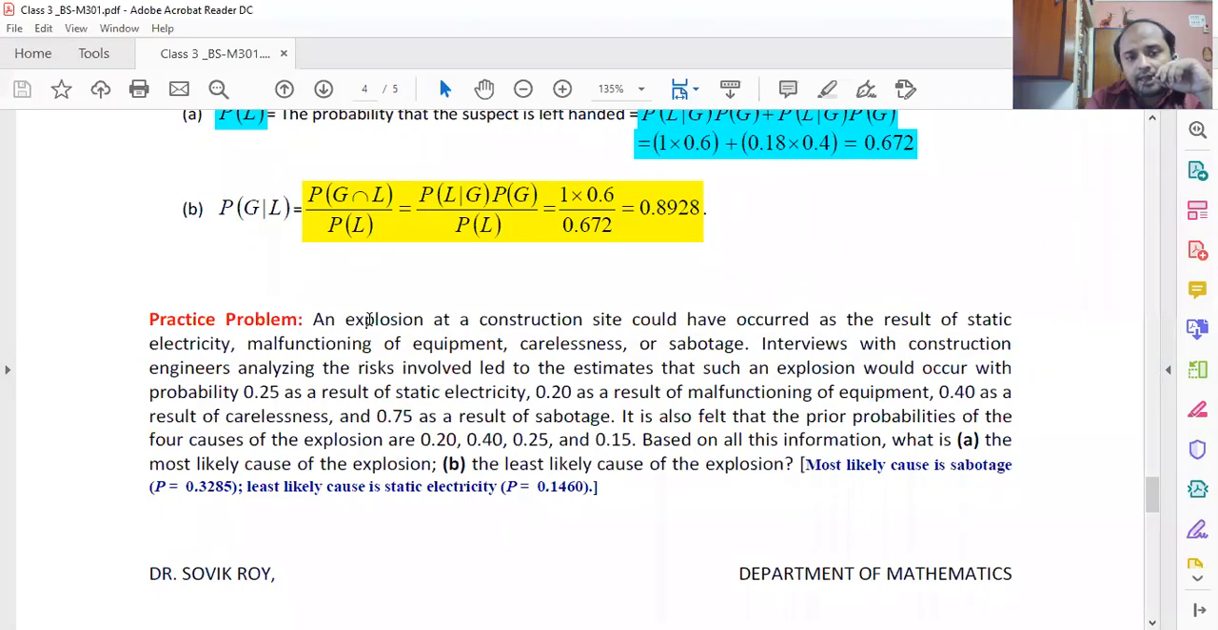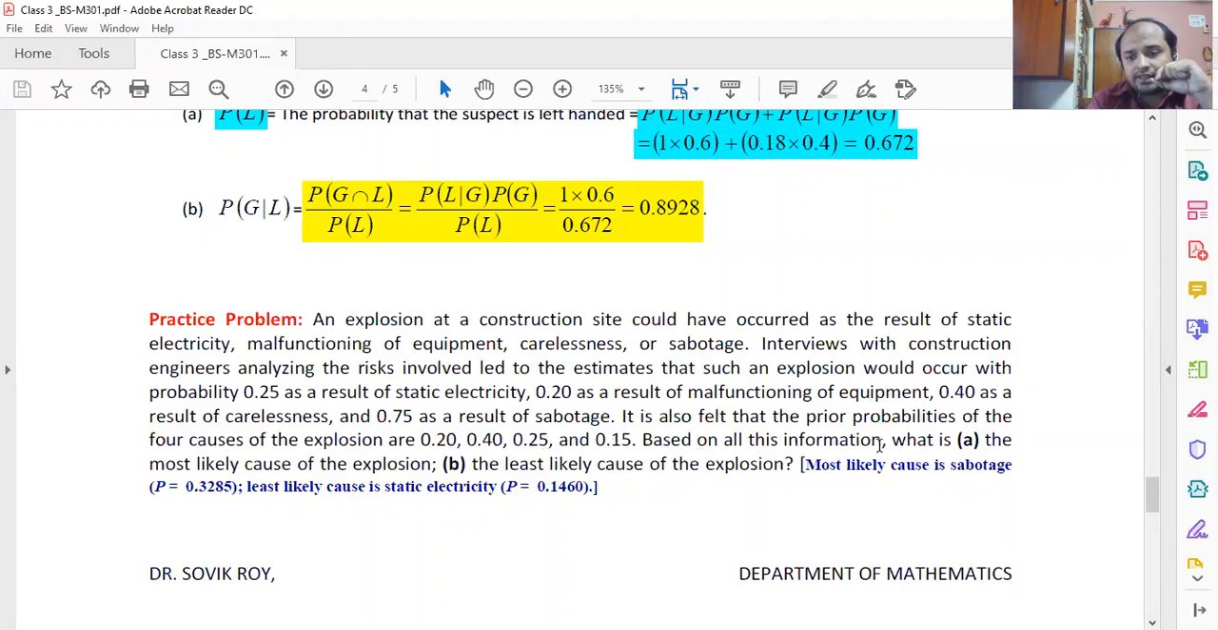What is the problem? An explosion at a construction site could have occurred as the result of static electricity, malfunctioning of equipment, carelessness, or sabotage. Interviews with construction engineers analyzing the risks involved led to the estimates that such an explosion would occur with probability 0.25 as a result of static electricity, 0.20 as a result of malfunctioning of equipment, 0.40 as a result of carelessness, 0.75 as a result of sabotage. It is also felt that the prior probabilities of the four causes of the explosion are 0.20, 0.40, 0.25, 0.15.